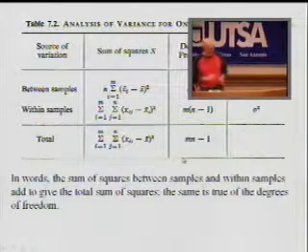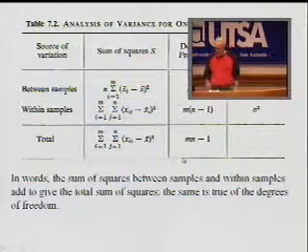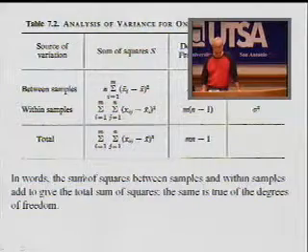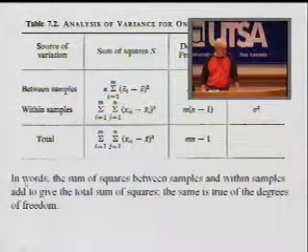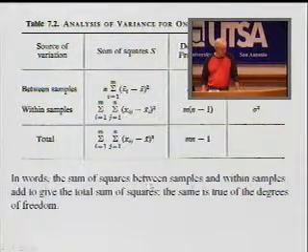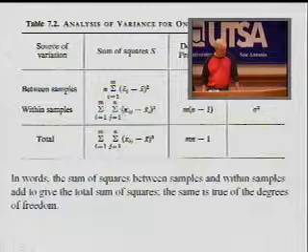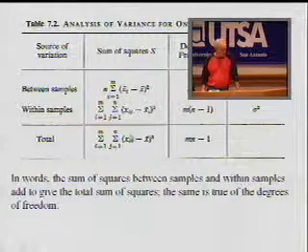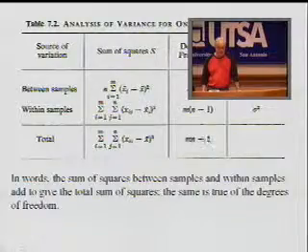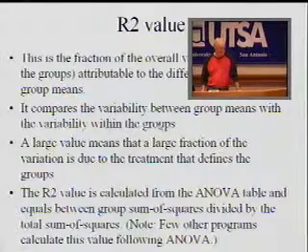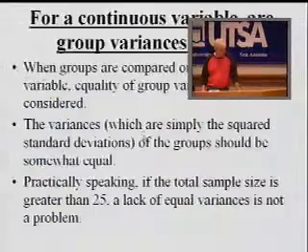It seems theoretical to me, maybe very practical to a mathematician, for what we would see when our software gives us our results. In words, the sum of squares between samples and within samples add to give the total sum of squares. The same is true of the degrees of freedom. Add this and this, and you get this. I'm not going to worry about this right now.